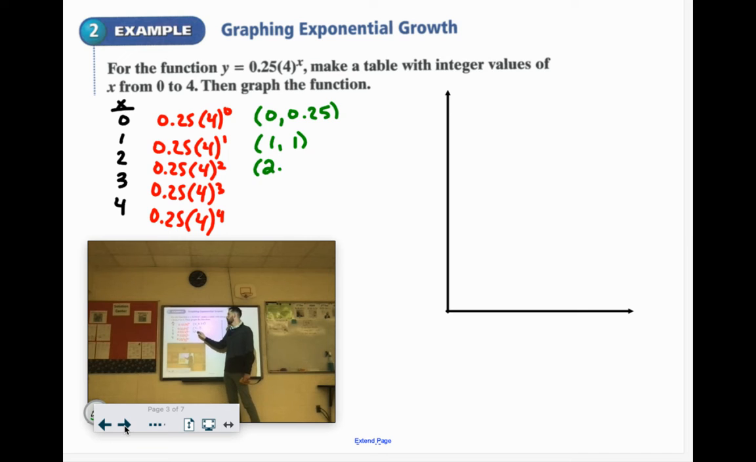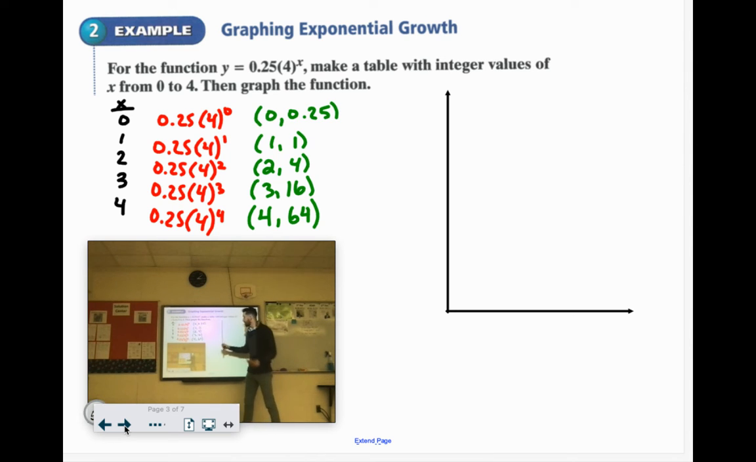When we put in 2, 4 squared is 16, a fourth of 16 is 4. Here we go with 3, 4 to the third is 64, a fourth of 64 would be 16. And when we put in 4, I think it's 256, and then a fourth of 256 would be 64. So here are our coordinates. We have to make sure we include at least 64.